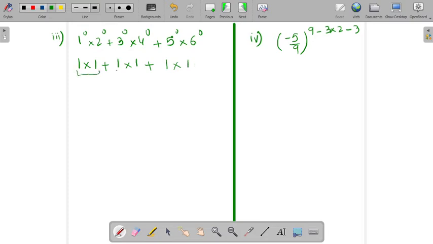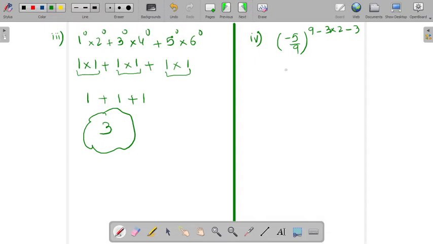Now, how will you solve it? First, we will multiply the multiplication terms. We will solve the multiplication sum part. So 1 into 1, 1 plus 1 plus 1. So 3 is the answer.